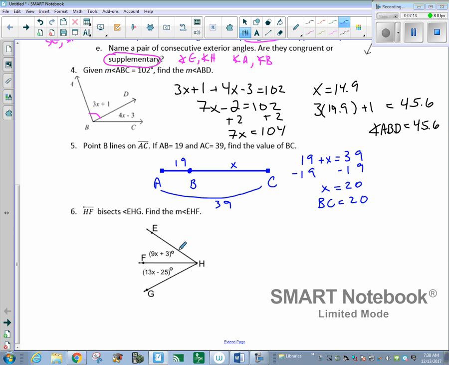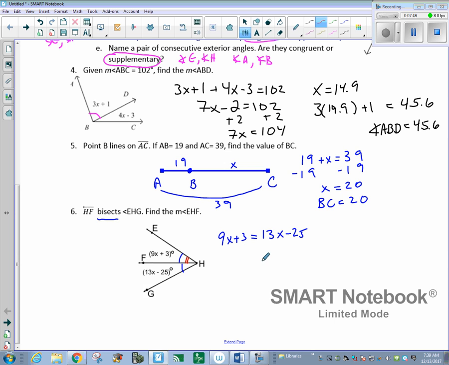All right, and then the final one on this page talks about HF. The ray HF bisects EHG, and by bisecting, that would mean that this angle here is equal to that angle there, and so therefore I can set those equal to each other. That's how I know; this is the key word here. So I know that 9x plus 3 needs to be equal to 13x minus 25, and if I solve this for x, I will get my x value, and so then I'm trying to find EHF, which is this top angle up here. That's the angle I want to find.